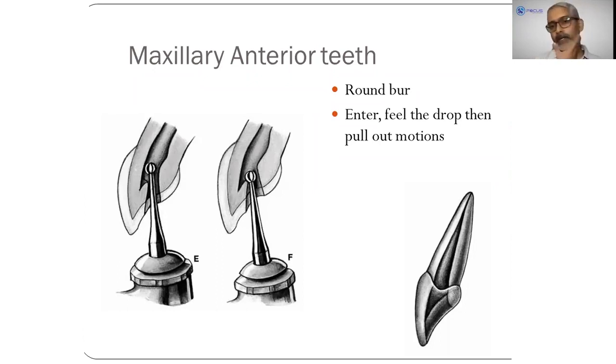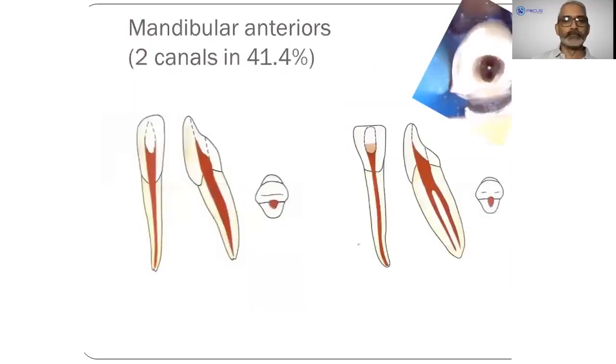So this Endo-Access bur or round bur has to be placed perpendicular to the lingual surface when you are accessing maxillary anterior teeth. And once you get the drop, you take your bur from inside out. And variations are also better learned along with this.